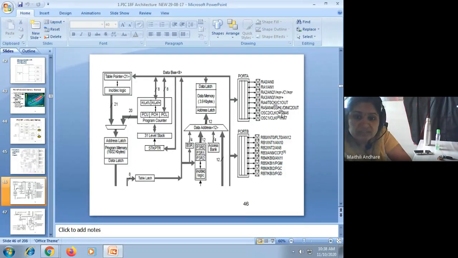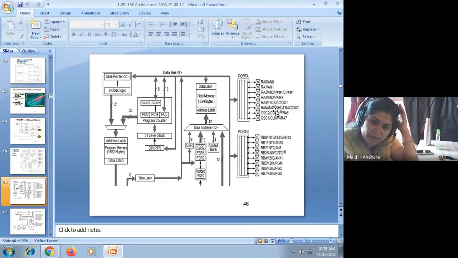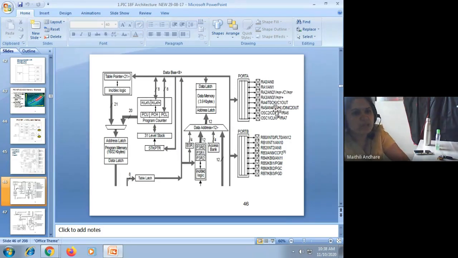And regarding the feature of that particular pin, apart from IO, all the pins are multifunction pins in the PIC microcontroller, whereas in the 8051 only port 3 pins can be used as multifunction pins. The remaining port 0, port 1, and port 2 are used specifically as input output pins. Here the data latch, data memory, and program counter are available, and program memory is available, which can be accessed by using a number of registers.